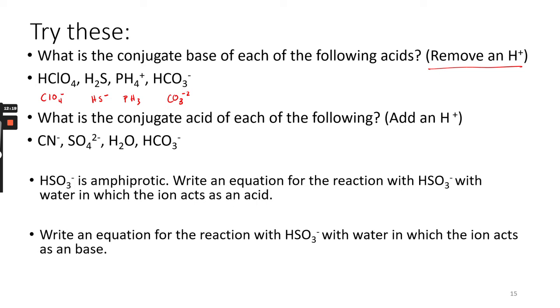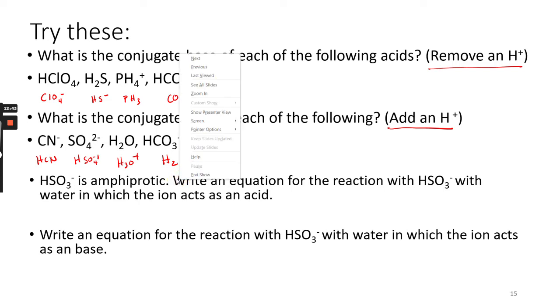What is the conjugate acid for each of the following bases? Now I need to add an H plus, so I'm going to become more positive. This had a minus 2, now it has a minus 1. Now that's positive, and that is neutral. Okay, so HSO3 minus is amphoteric. How do I get rid of this?